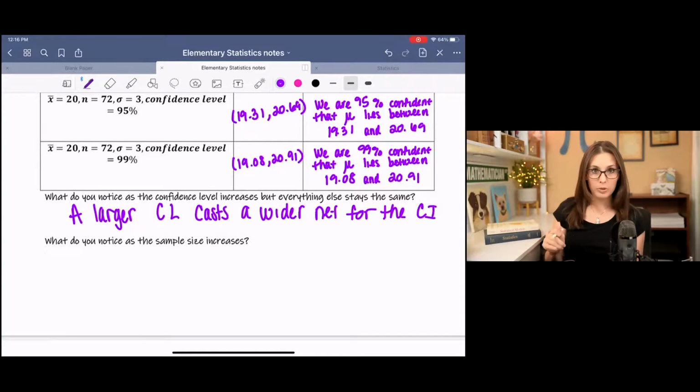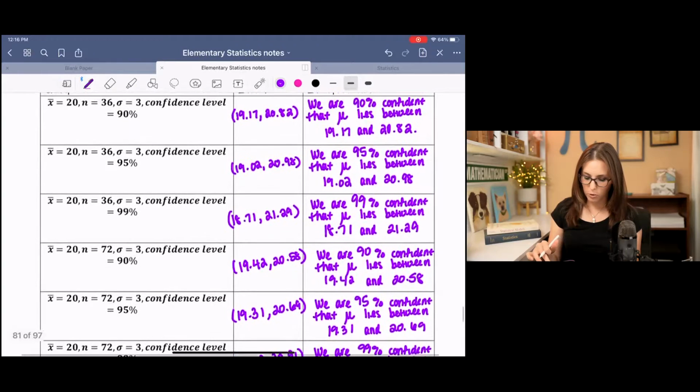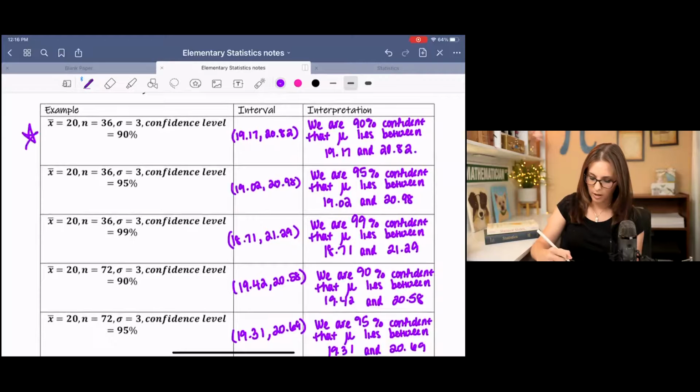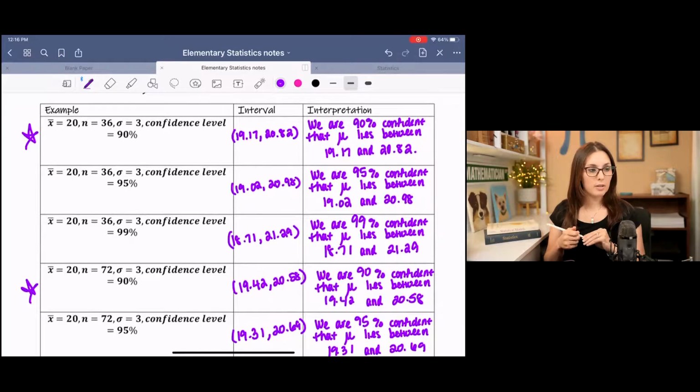Now let's look at the sample sizes. For the first one, let's compare this one and this one. They both have 90%. Everything else is the same except for the sample size. So what happened to the confidence interval when the sample size got larger? Pause it, draw some conclusions, come back. Hopefully you saw that it got narrower. So we were able to narrow down our confidence interval when we had a larger sample size. So the larger the sample size, the closer we are to narrowing down that true population mean.